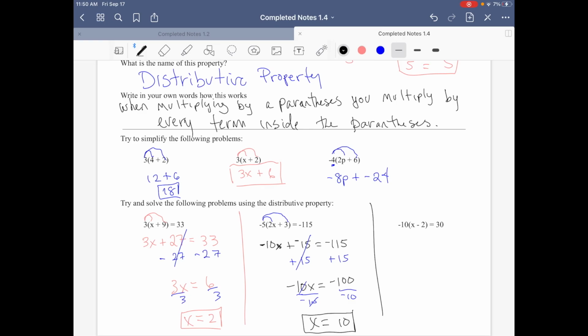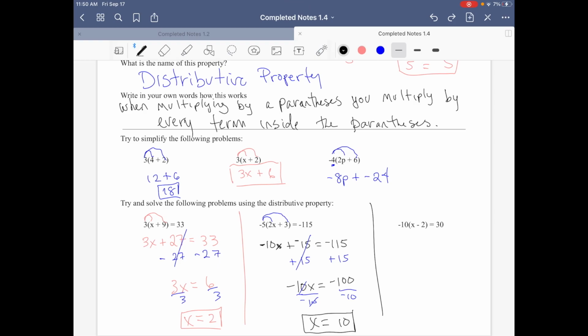So take a minute and see if you can do this last one. I would pause the video and see if you can do this last problem here all on your own. So if you've given it a shot, let's see how you did.